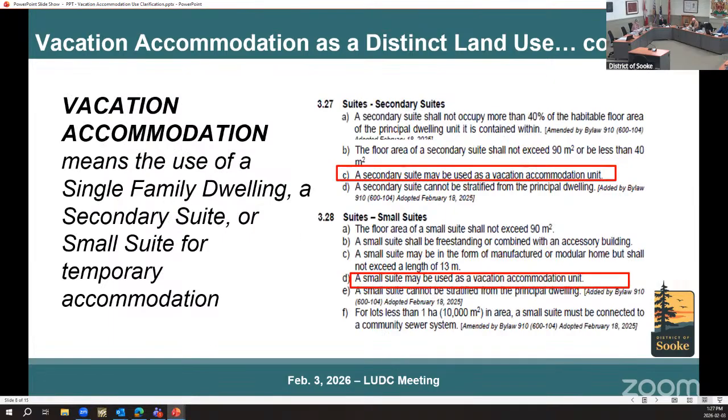And the definition of vacation accommodation provided here on the screen, on the left, identifies the types of residential units where the use may occur, but it does not establish detailed operation rules, nor would it be expected to as a definition. The only other location where vacation accommodation is noted in the zoning bylaw, other than lists of permitted accessory uses, is in section 3.27 and 3.28, located on the screen here, where suites are regulated, but again, it only confirms the dwelling types where the use may occur.